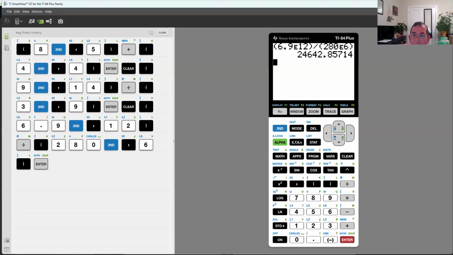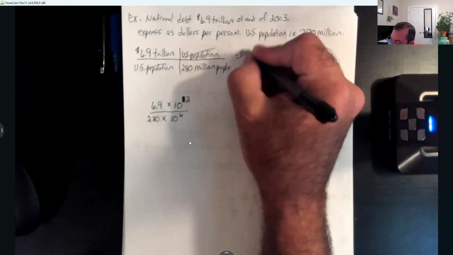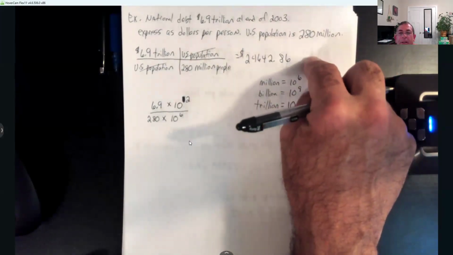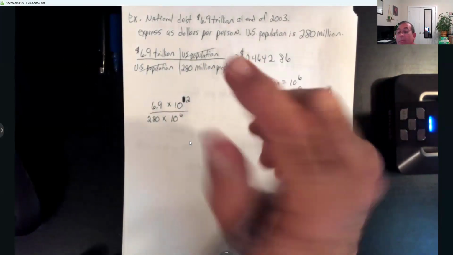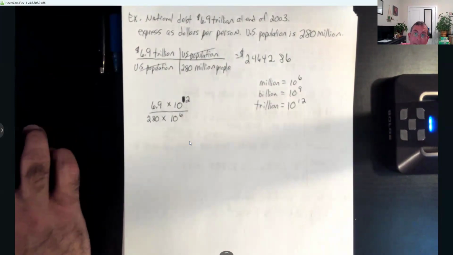And y'all let me see how we're rounding that off to the nearest cents. So 2 decimal places. So y'all, we get 24642.86. We got to round the 5 up because it had that 7 after it. And then this would be dollars per person. So I guess we was each responsible for around 25,000 of our debt, okay?